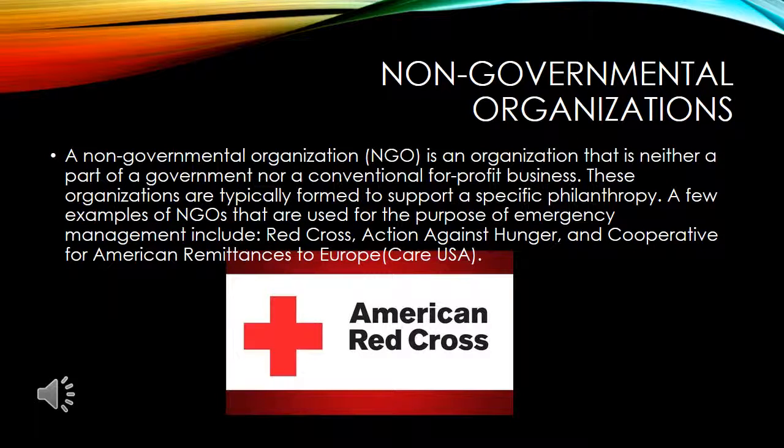During the event of a disaster, a non-governmental organization or NGO can take action. An NGO is an organization that is neither a part of the government nor a commercial for-profit business. These organizations are typically formed to support a specific philanthropy. In particular, a few examples of NGOs that are used for the purpose of emergency management include the Red Cross, Action Against Hunger, and Cooperative for American Remittances to Europe, or CARE USA.